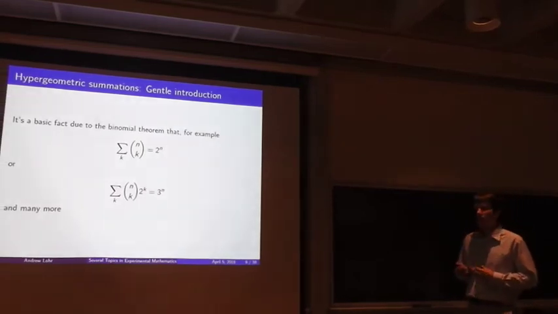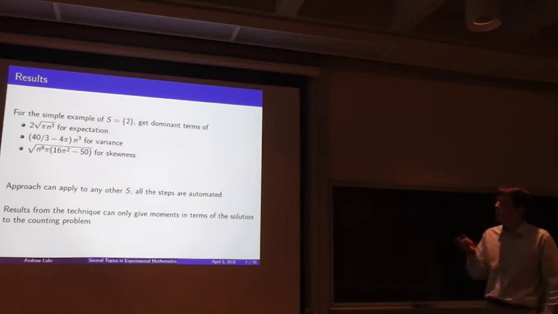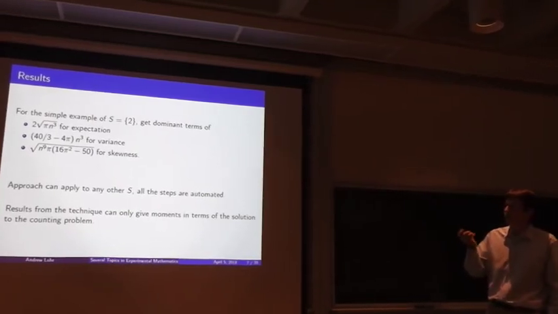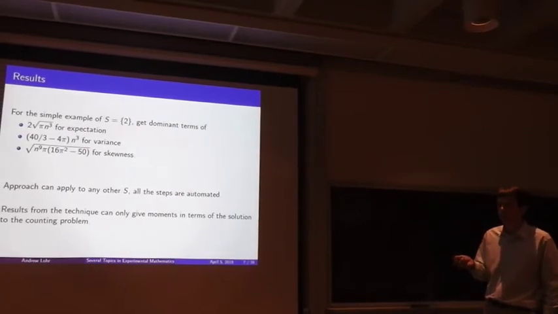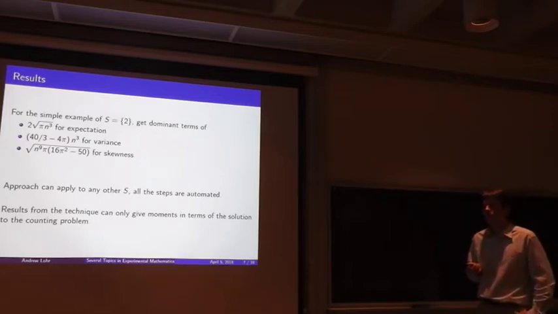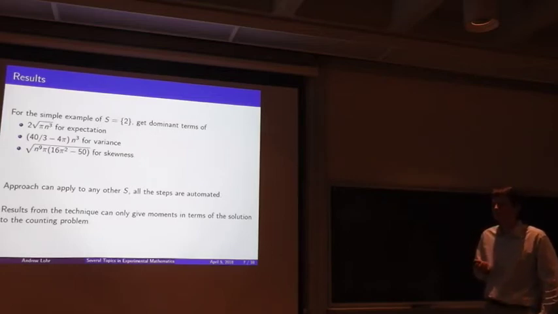So what was the conclusion of the first part of the talk? The conclusion is that we are able to have a computer automatically figure out expectation, variance, and skewness in terms of the counting problem for a given class of trees. The solution to the counting problem is a particular sequence, like the Catalan numbers, and you express the moments in terms of that sequence.